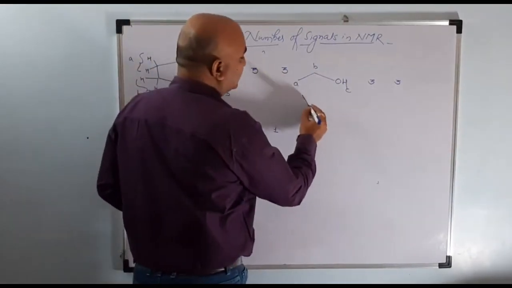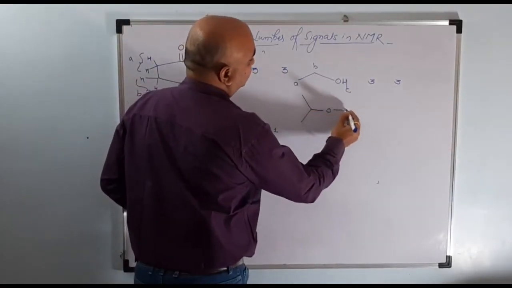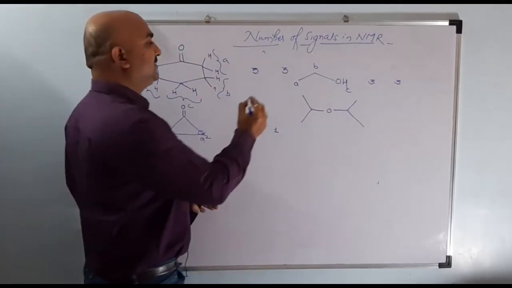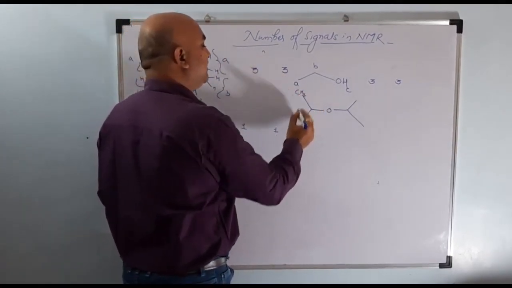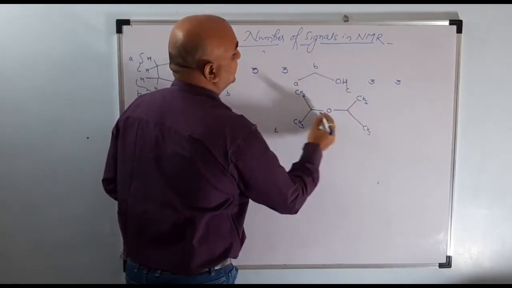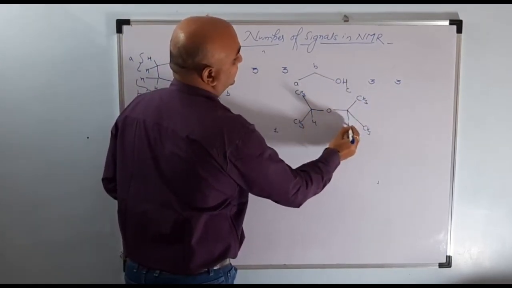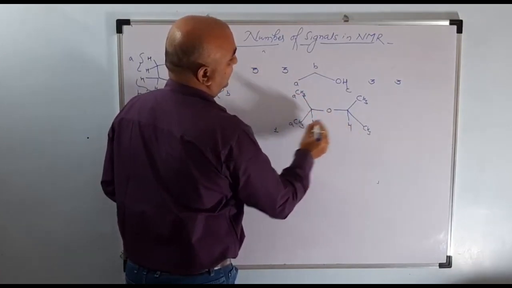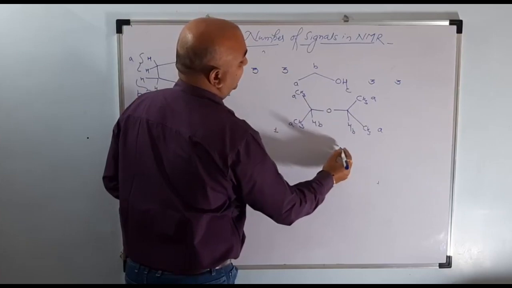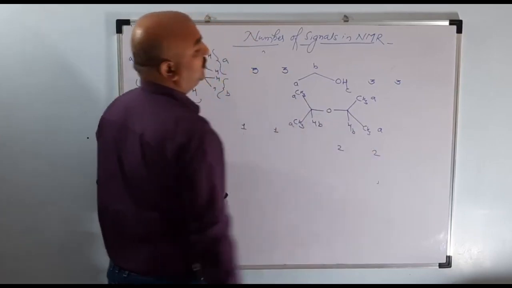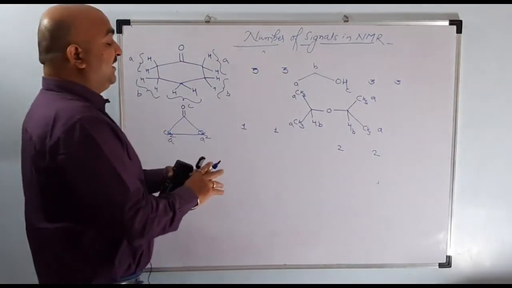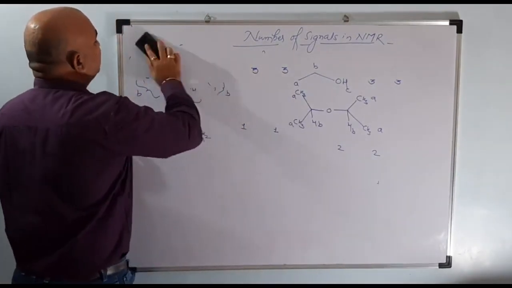If you take the example of ethers, how many sets of protons? Listen, this is CH3, this is CH3, this is CH3, this is CH3, and this is CH2, this is CH2. A, B, and B. So we are having two sets of protons, two signals in NMR. Now these are very simple examples.